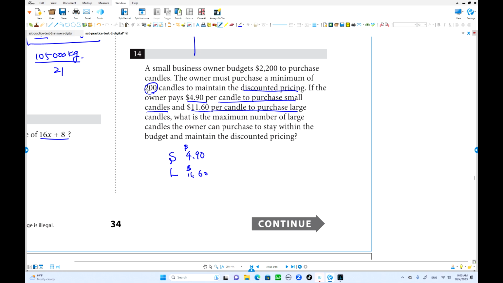So what is the maximum number of large candles? The large candle is y, the small candle is x. We're going to find the maximum value of these numbers to maintain the constraint, okay? So anyway, our budget is 2200, right? What is the sum? The number of candles, 4.9x, the other one is 11.6y, and the total equals 2200. That's the maximum. So one equation over here: 4.9x plus 11.6y must be less than or equal to 2200.